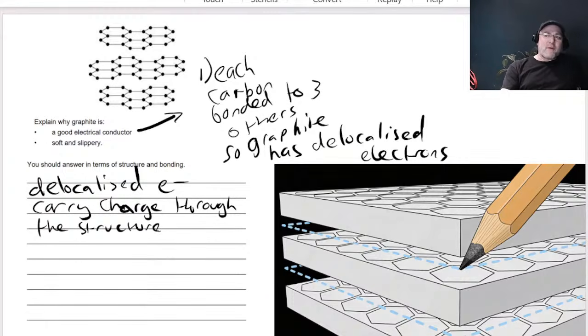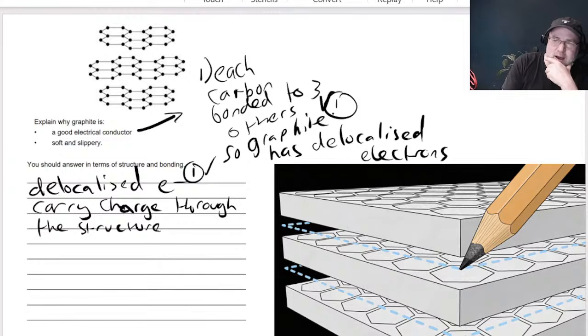Okay, so now I've covered why... we've covered the delocalized electrons bit, and they can carry charge. So you're saying, yeah, they're giving you a mark for that. Oh my gosh, that's so bent. Right, come on, we can do this. Where's my pen? Right, there. Delocalized electrons. Carbon is bonded to 3 others. Carry charge. That's 3 marks.